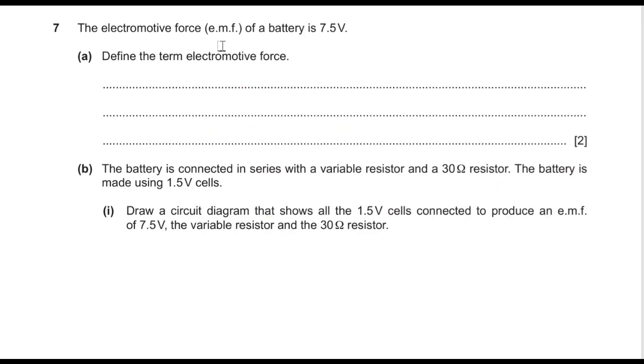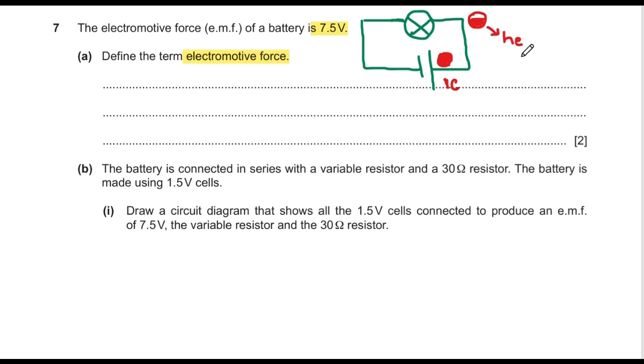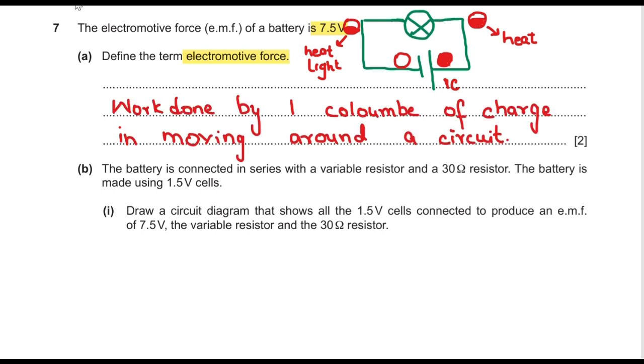The next question says the electromotive force of a battery is 7.5 volt. Define the term electromotive force. So let's suppose we have a circuit in which we have a lamp. When 1 coulomb of charge leaves the battery, it has full energy, and when it reaches, let's suppose here, some of its energy would be lost in the form of heat. When it crosses the lamp and reaches over here, most of the energy would be lost as heat energy and light energy, and when it reaches the battery, almost all of its energy would be consumed in one complete round trip of the circuit. So it is the work done by 1 coulomb of charge in moving around a circuit.